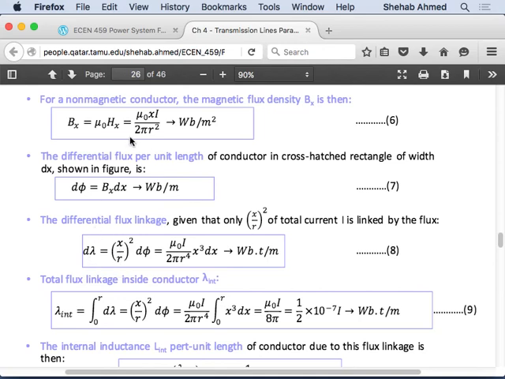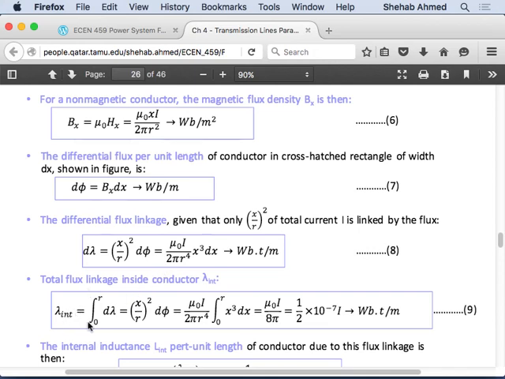So I took my B of x here, plugged it in here, and multiplied by x squared over r squared to calculate the flux linkage. This is an equation in terms of x, my unknown, so I will integrate. I would like to calculate the flux linkage from the center of the conductor all the way to its radius, everything that's linking the conductor from the center to x equals r.